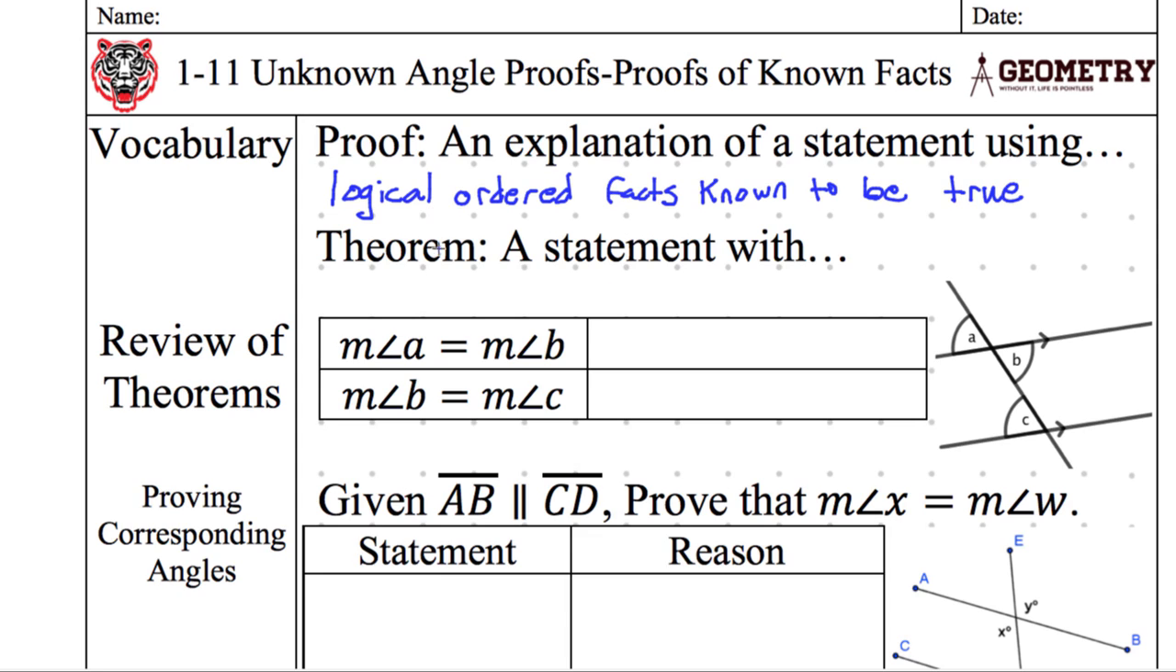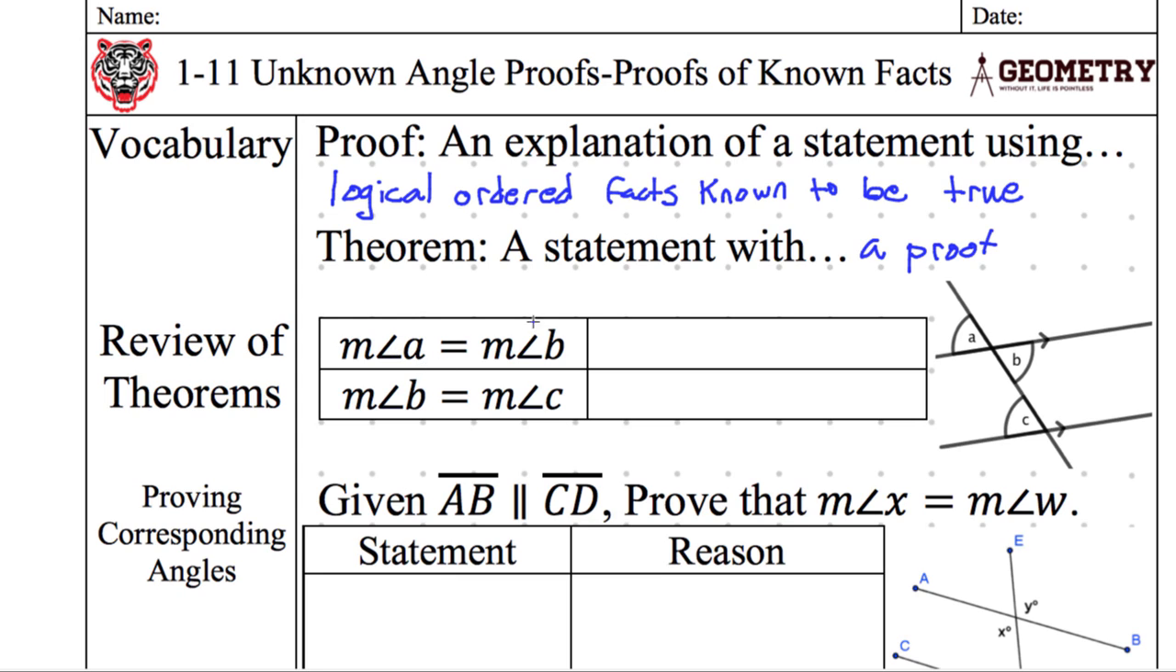Okay, and then a theorem. I'm going to be using the word theorem today. I want to make sure that you know what I'm talking about. This is a statement with a proof. It's that easy. So we only have two theorems right now. These are things that we've proven in other lessons.